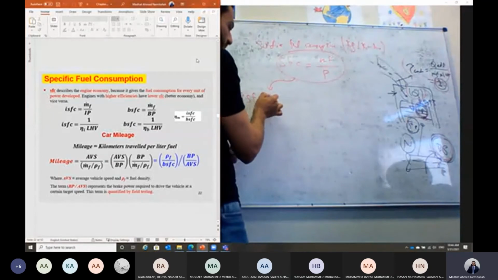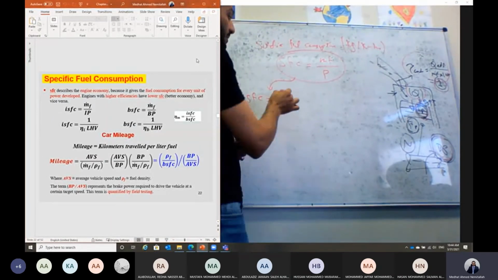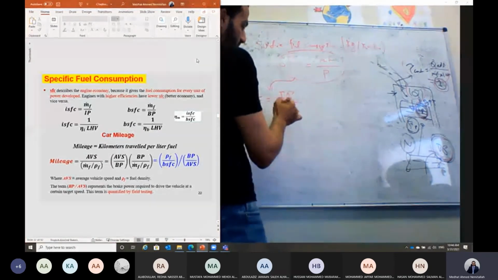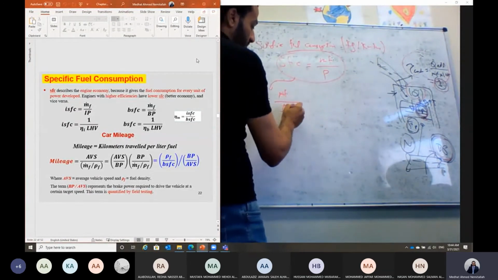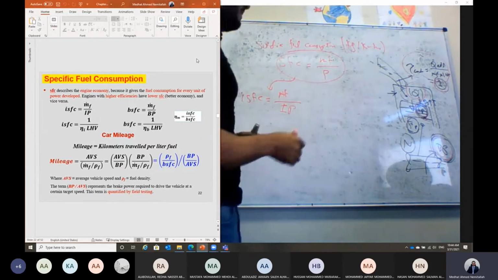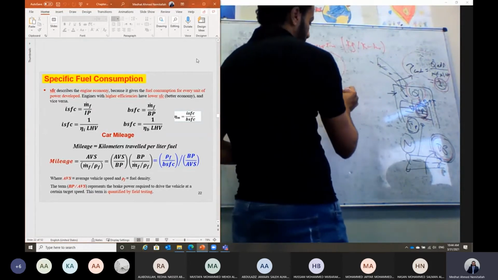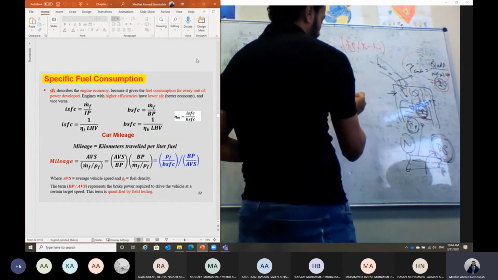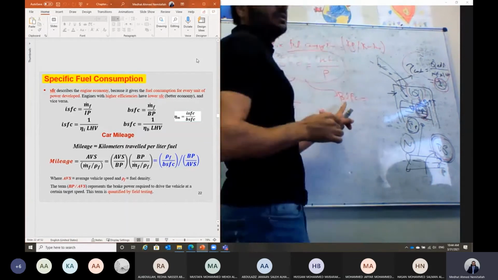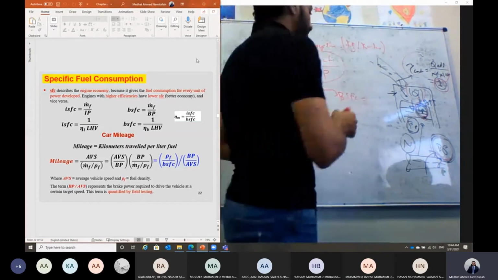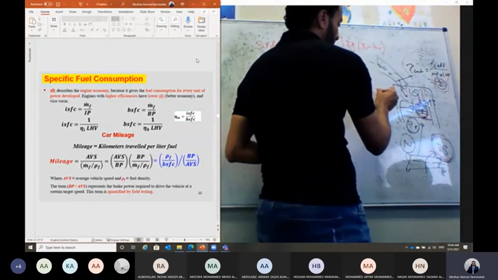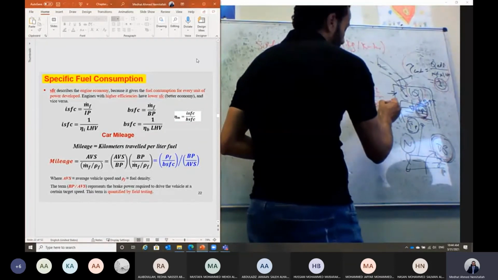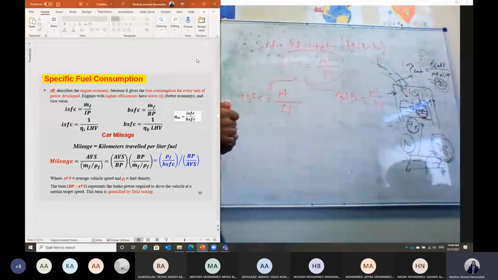We have indicated specific fuel consumption, which is equal to m dot fuel divided by the indicated power, or we can define another parameter, which is the more realistic one, brake specific fuel consumption, which is the one already defined for any engine, because it is representing the overall or the final power of the engine. It is equal to m dot fuel divided by the brake power of the engine.